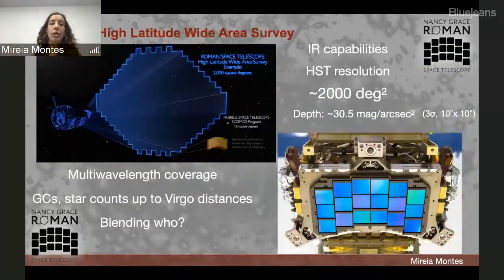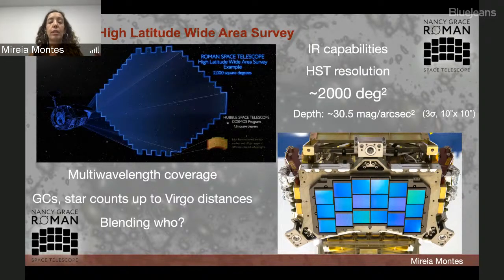That is where Roman comes into play, specifically the high latitude wide area survey. But most of the things that I'm going to say apply to any Roman observation that is deep enough. The high latitude wide area survey will provide a very deep infrared view with HST-like resolution.